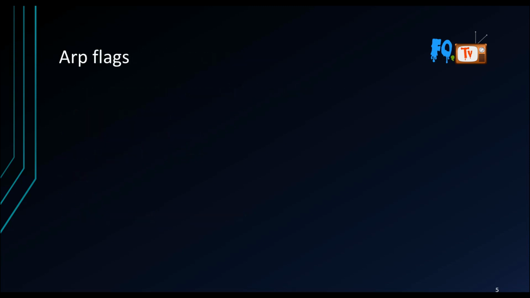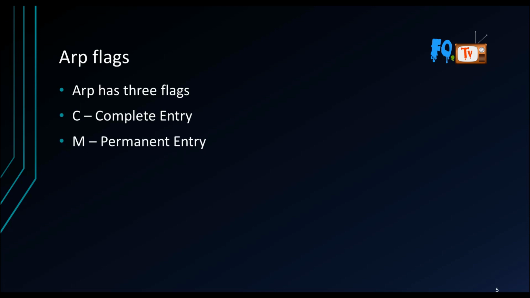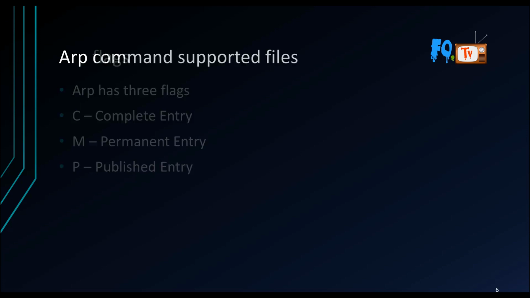So what are the ARP flags here? ARP has three flags. One is C, which is a complete entry, which means the ARP has a complete entry. The second one is M, the permanent entry or manual entry, or we can say static entry. The P is a published entry.